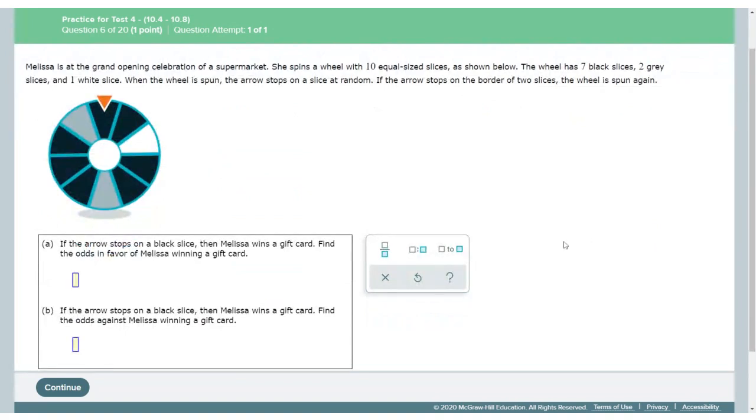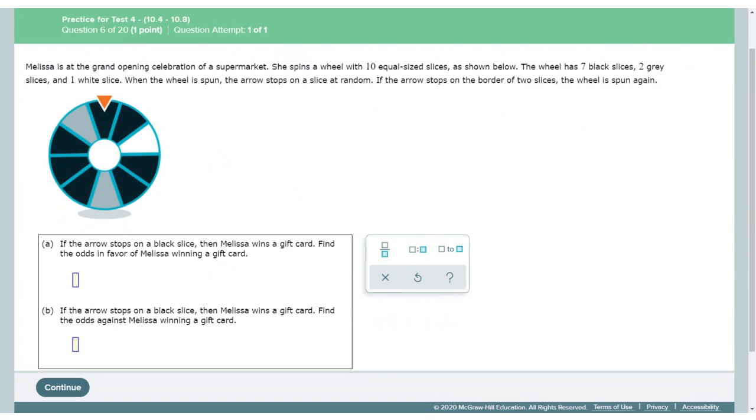All right. So Melissa is at a grand opening celebration of a supermarket. She spins a wheel with 10 equal size slices as shown below. The wheel has 7 black slices, 2 gray slices, and 1 white slice. So it has 10 slices, equal size, so the probability of landing on any one slice is going to be 1/10.